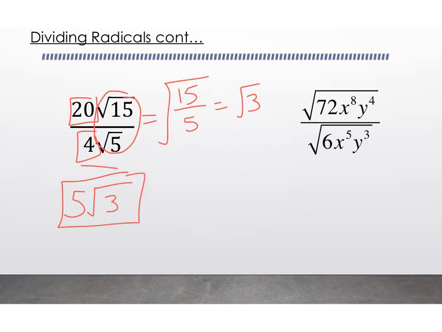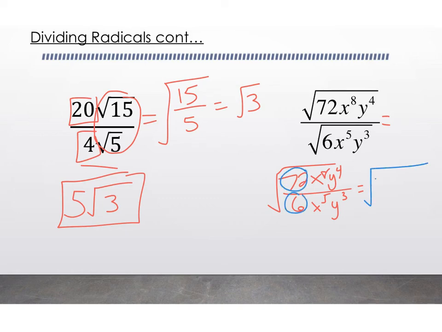Since square root of 3 can't be broken down, that would be our final answer here. For this next one to the right, since it's square root over square root, we can combine it as 1. And so if we think about it as the square root of 72x to the 8th, y to the 4th, all over 6x to the 5th, y cubed, let's look at simplifying what's underneath first before we break down that radical. Because 72 divided by 6 ends up being 12.